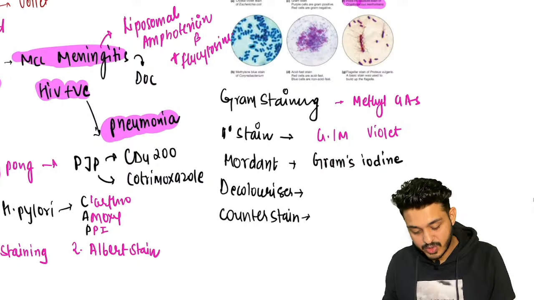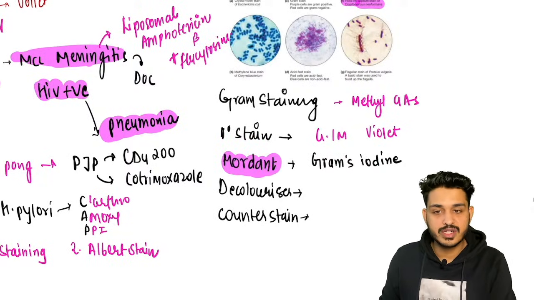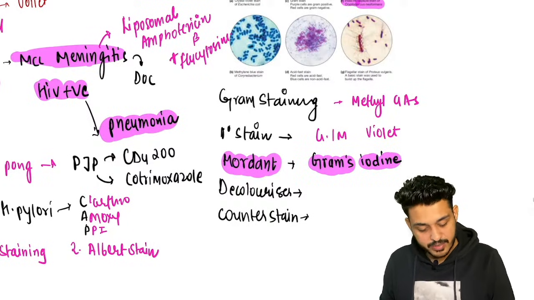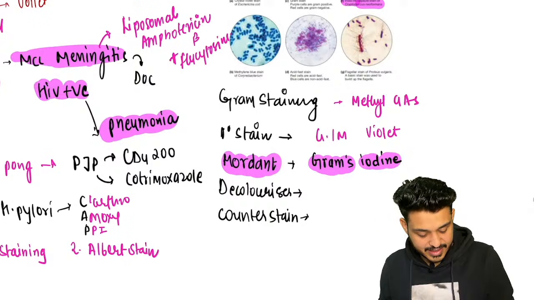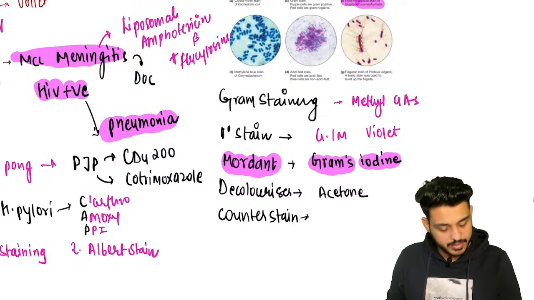This is your exam question. They have asked it previously. What is a mordant or fixator used in Gram staining? Your answer will be Gram's iodine, right? Third thing is going to be decolorizer. Here decolorizer is going to be what? Here you are going to use A for acetone you can use, or acid alcohol you can use. That is going to be decolorizer.